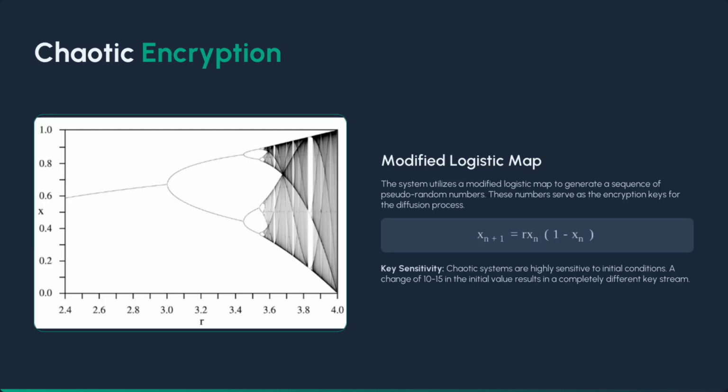The second step is the mathematical heavy lifting: chaotic encryption. We utilize a modified logistic map. Without getting too bogged down in the math, a logistic map is a mathematical function that generates a sequence of numbers that appear random but are deterministic if you have the key. The formula you see on the screen generates our encryption keys. The most critical feature here is key sensitivity. Chaotic systems are sensitive to initial conditions. If an attacker guesses the key but is off by even a tiny fraction, the entire generated sequence changes completely. This makes the system incredibly resistant to hacking.